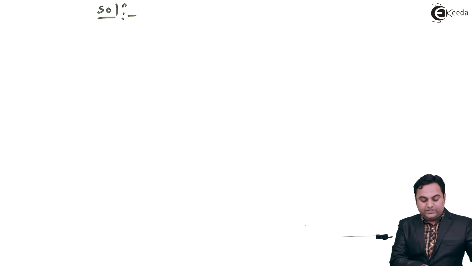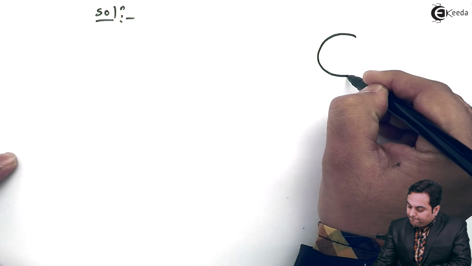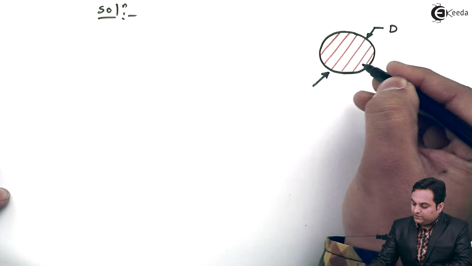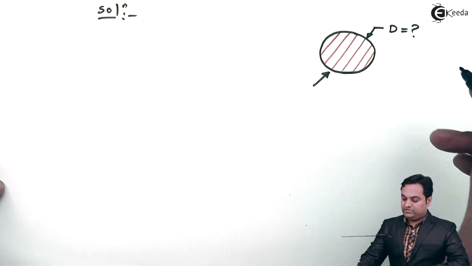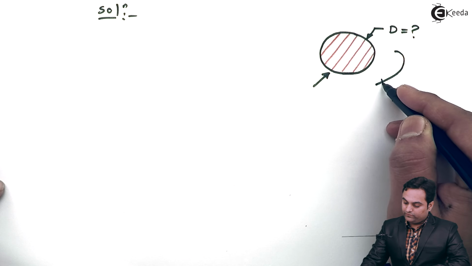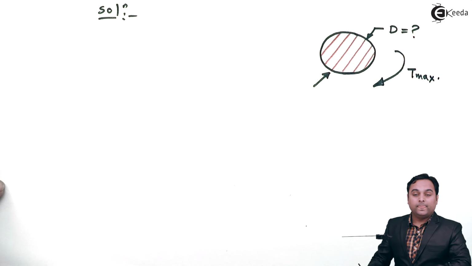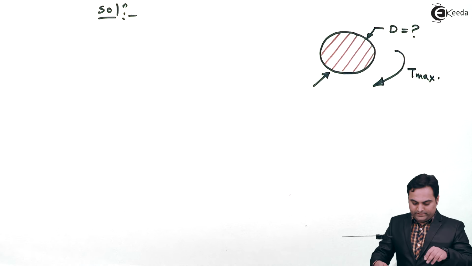First, I'll draw the cross section of the shaft. It is circular and solid. Its diameter is capital D, that is what we have to calculate. Now this shaft is subjected to a torque which causes its rotation. That torque will be maximum torque, because while designing the shaft we have to consider maximum torque.